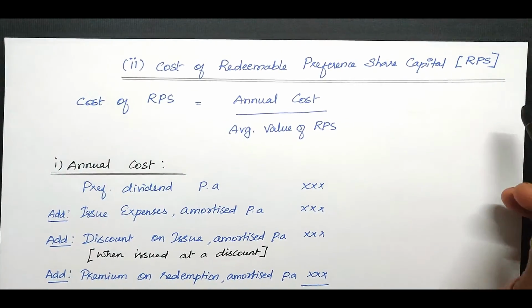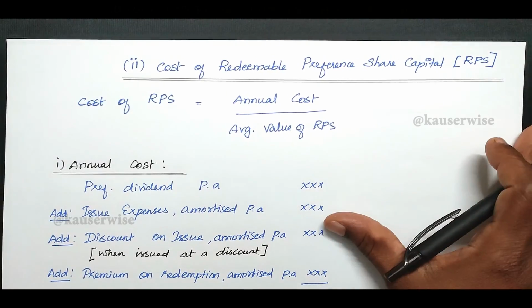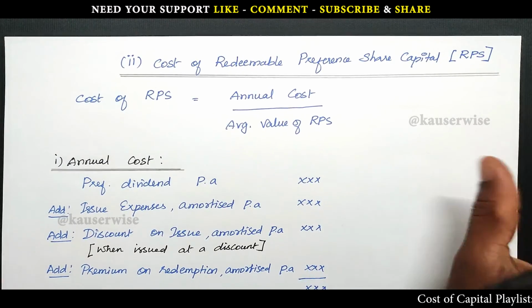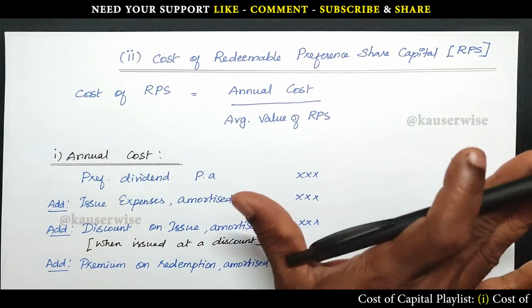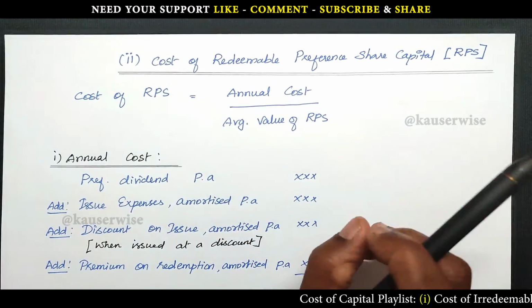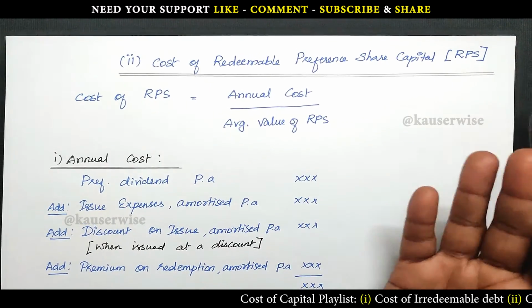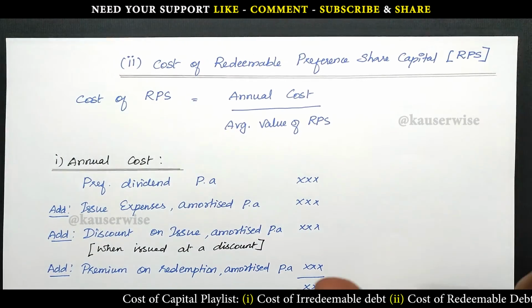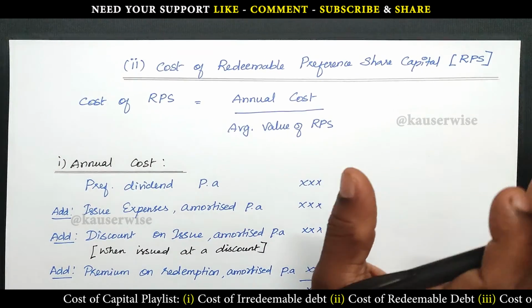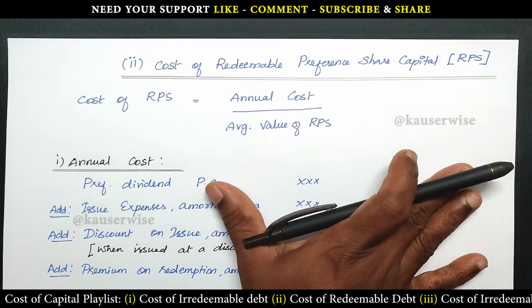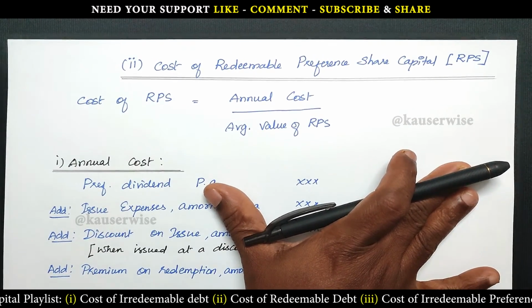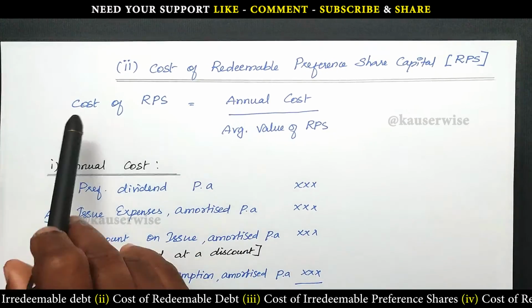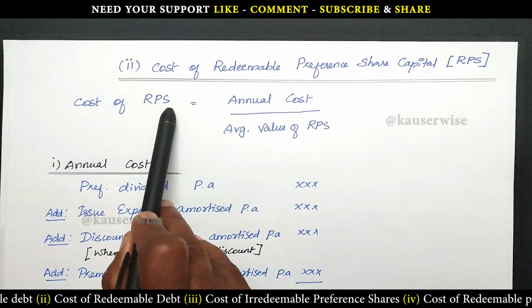Before we see the numerical problem, let us try to understand the basic concept of redeemable preference share capital briefly. If the preference shares are redeemable, redeemable means repayable at the end of a specific period. For example, after 5 years or after 7 years. Then the cost of preference share capital can be calculated by applying this formula to find out cost of redeemable preference shares.